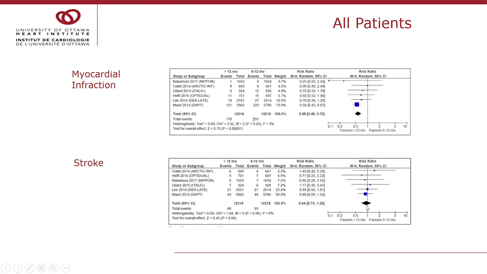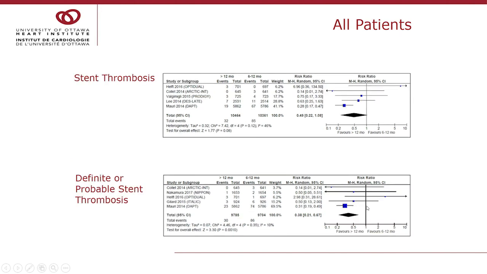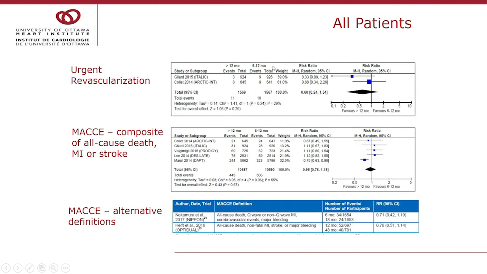Stroke, we didn't find a difference. Stent thrombosis, not very variable information, very wide confidence interval. It does just barely touch the 1, but it's not significant. Definite or probable stent thrombosis, we do get statistical significance on this. Urgent revascularization, no difference. Again, few studies, wide confidence intervals.